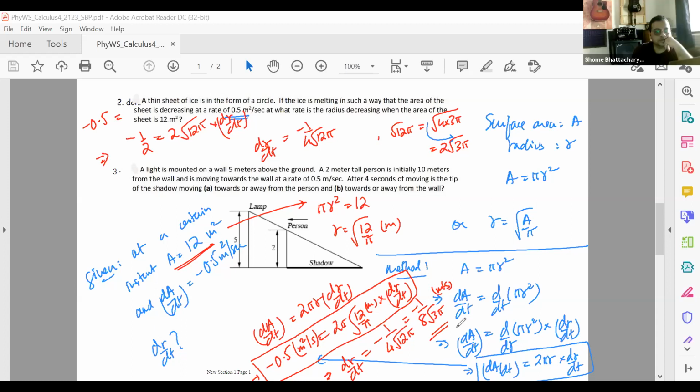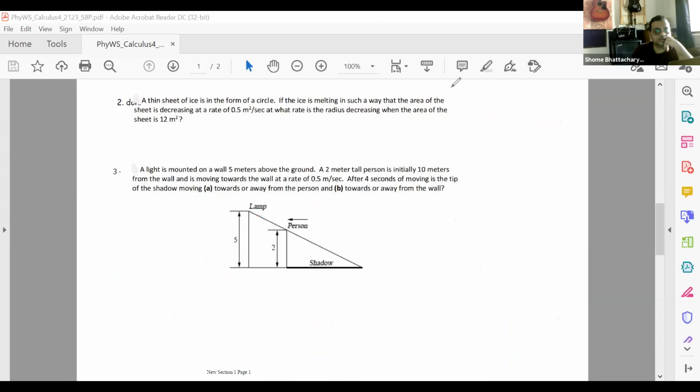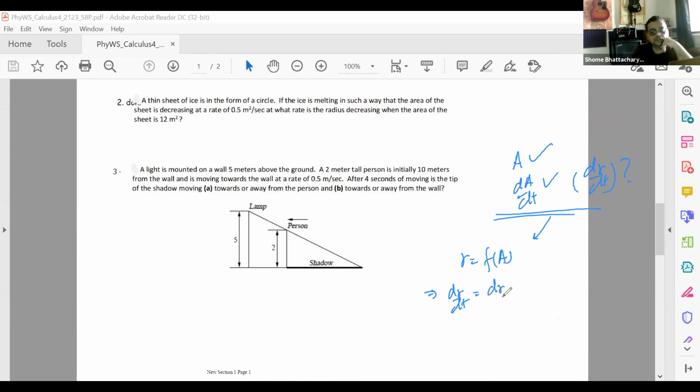Now second method, we can do it somewhat more easily, because see what is happening. Area is given to us and dA by dt is given to us, and what we have to find is dr by dt. So from the beginning, it's more convenient if we express r as a function of A. Then dr by dt is equal to dr by dA into dA by dt. So this is the reverse way of solving this.